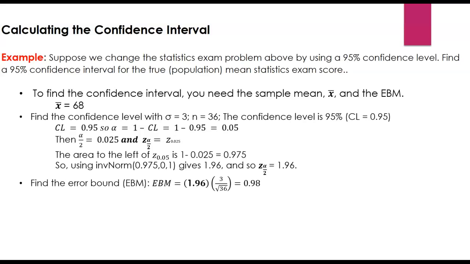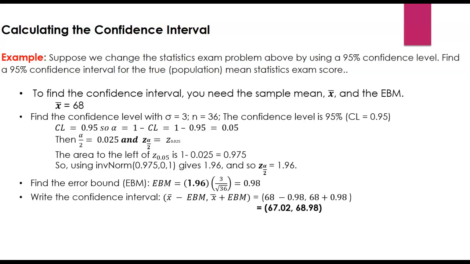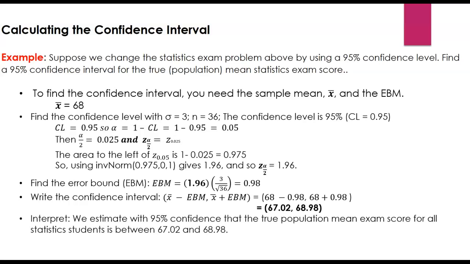The error bound for the population mean will be 1.96 times 3 over the square root of 36, which is 0.98. And our confidence interval will be 67.02 to 68.98. We interpret this by saying we estimate with 95% confidence that the true population mean exam score for all statistics students is between 67.02 and 68.98.